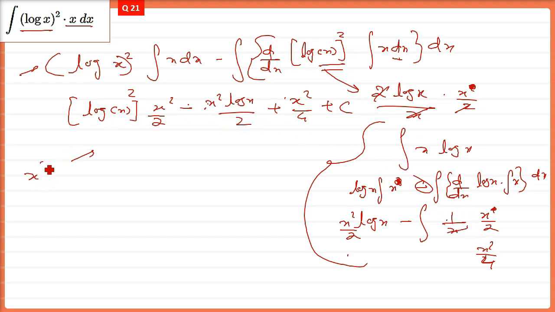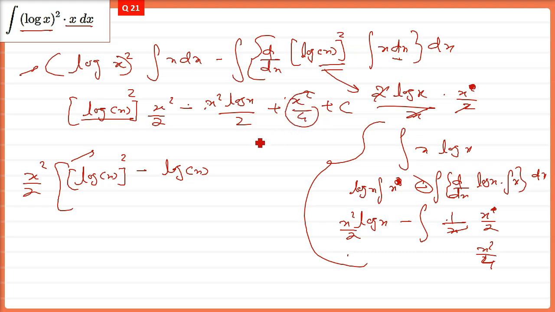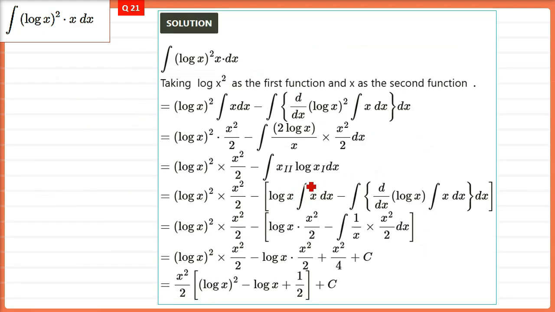You want to make it more simplified, you can just take this x square by 2 common. When you take this x square by 2 common, log x whole square will remain. Here log x will remain, because x square by 2 we are taking outside the bracket, and x square by 4, so only half will remain here. That's your final result. Okay, this is the result which we need to follow.